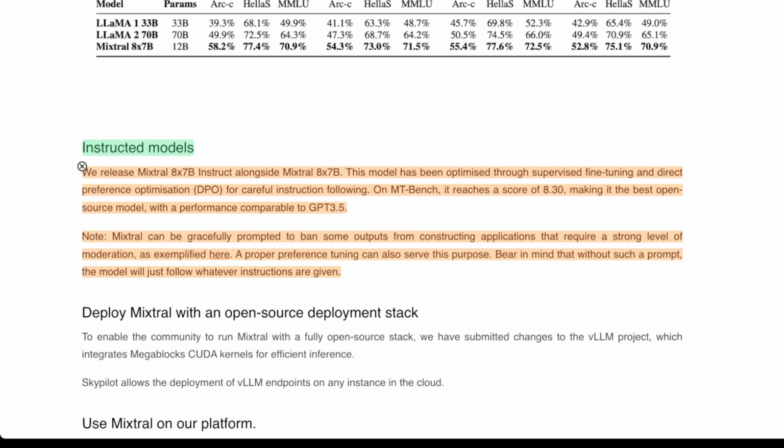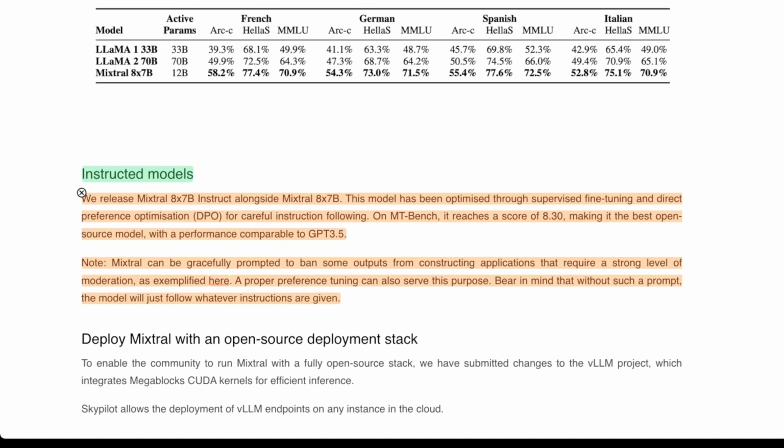And they say, note, Mixtral can be gracefully prompted to ban some outputs from constructing applications that require a strong level of moderation, exemplified here. Basically, they're just pointing to those safety guardrails. A proper preference tuning can serve this purpose. Bear in mind that without such a prompt, the model will just follow whatever instructions are given. This is why people are saying this model is uncensored or unsupervised. And the reason is it's pretty easy to remove these guardrails if you know what you're looking for. Not everyone should do this, obviously, but the point is they give you the choice to do so.